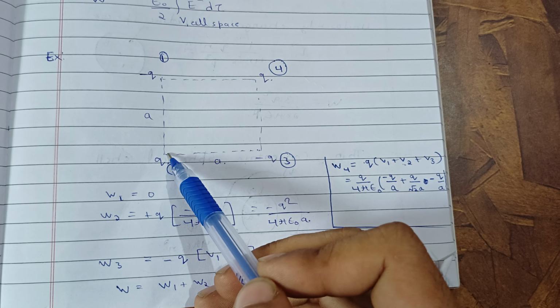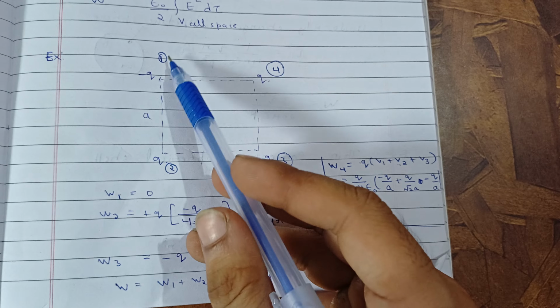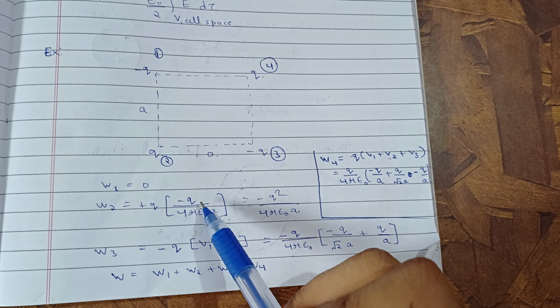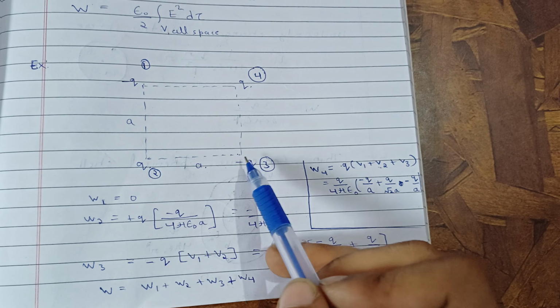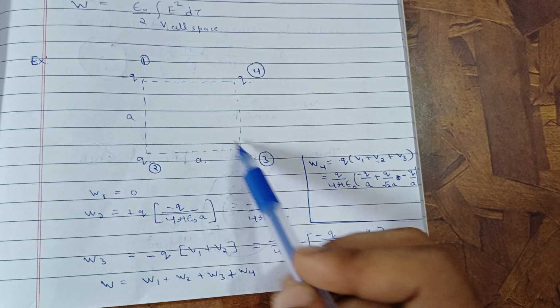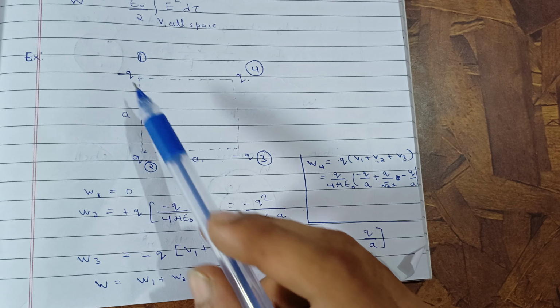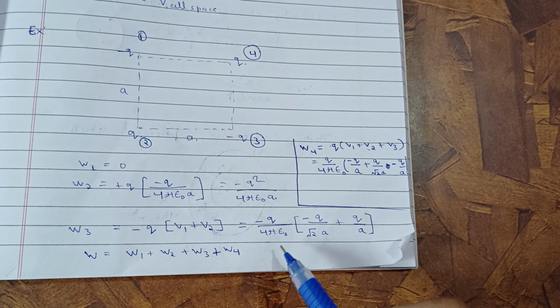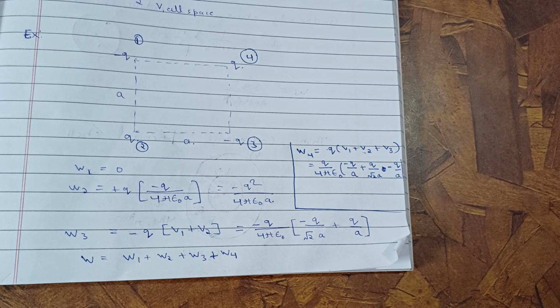Now to bring the second charge, we have to find the potential at this point. It will be due to the first charge only: minus q by 4 pi epsilon naught a is the potential at this point, and multiplied by the charge it gives the electrostatic energy. Now to bring the third charge, we need to find the potential at this point due to these two charges. So it will be V1 plus V2: minus q by 4 pi epsilon naught times minus q by root 2 a plus q by a.